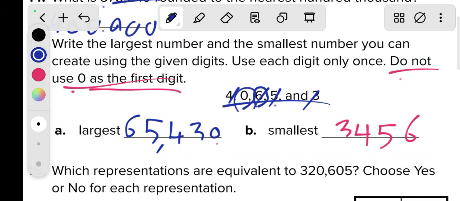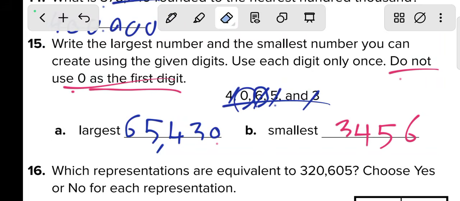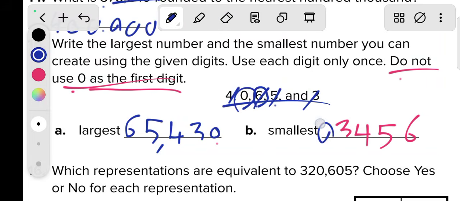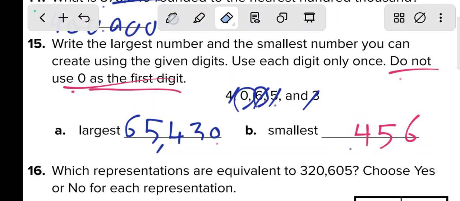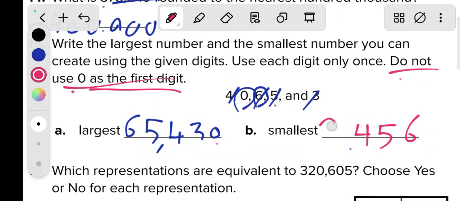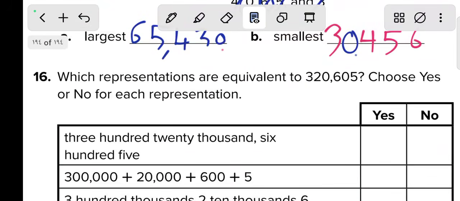What about if you put it here? If you put it here, it's not gonna be the smallest answer. So what should we do? You have to flip the 0 with this 3. So 0 we can't use as the first digit, you must use it as the second digit. Okay, so if we create a number, you have to use 0 as a second digit, not as the first digit.